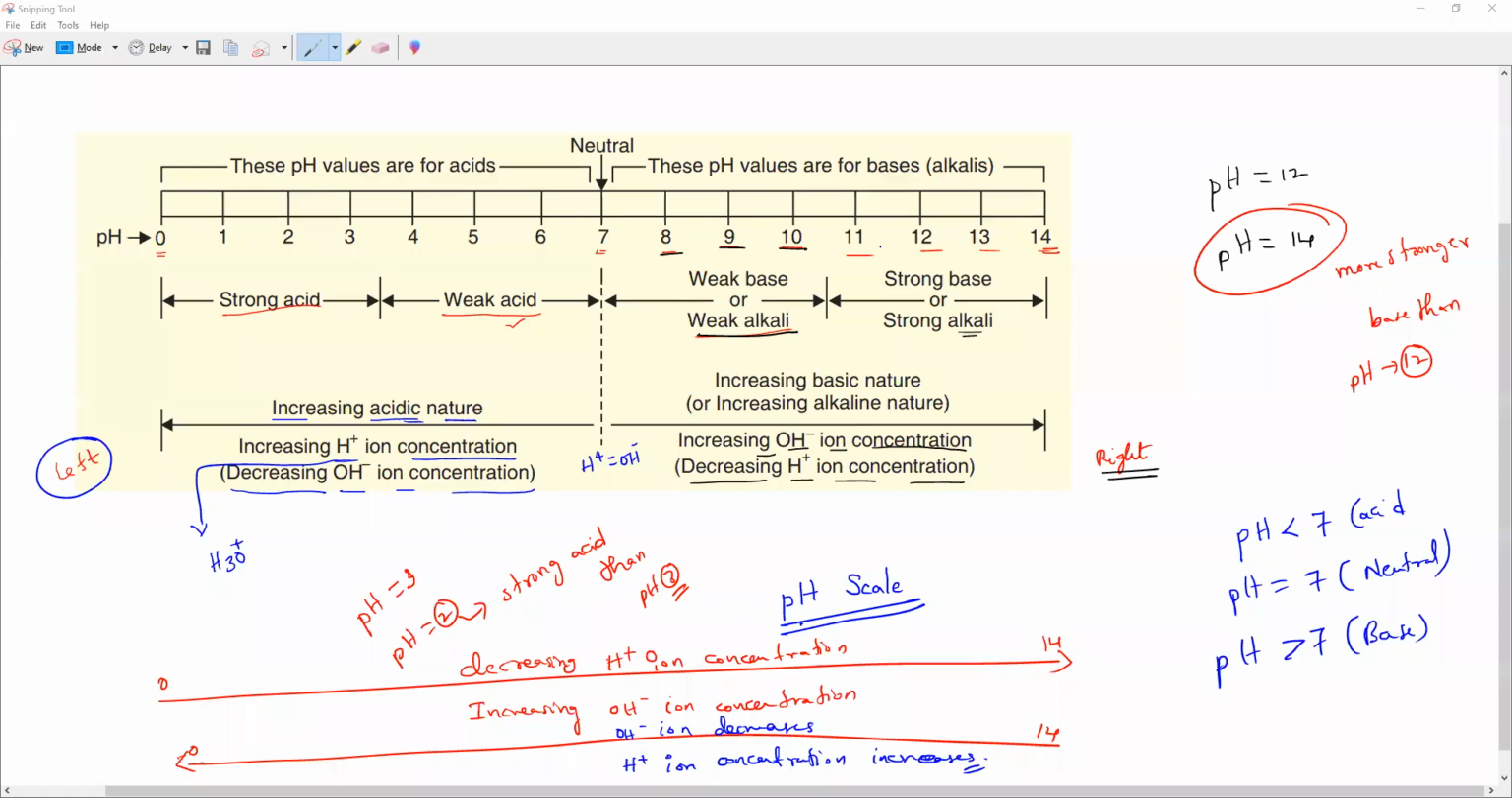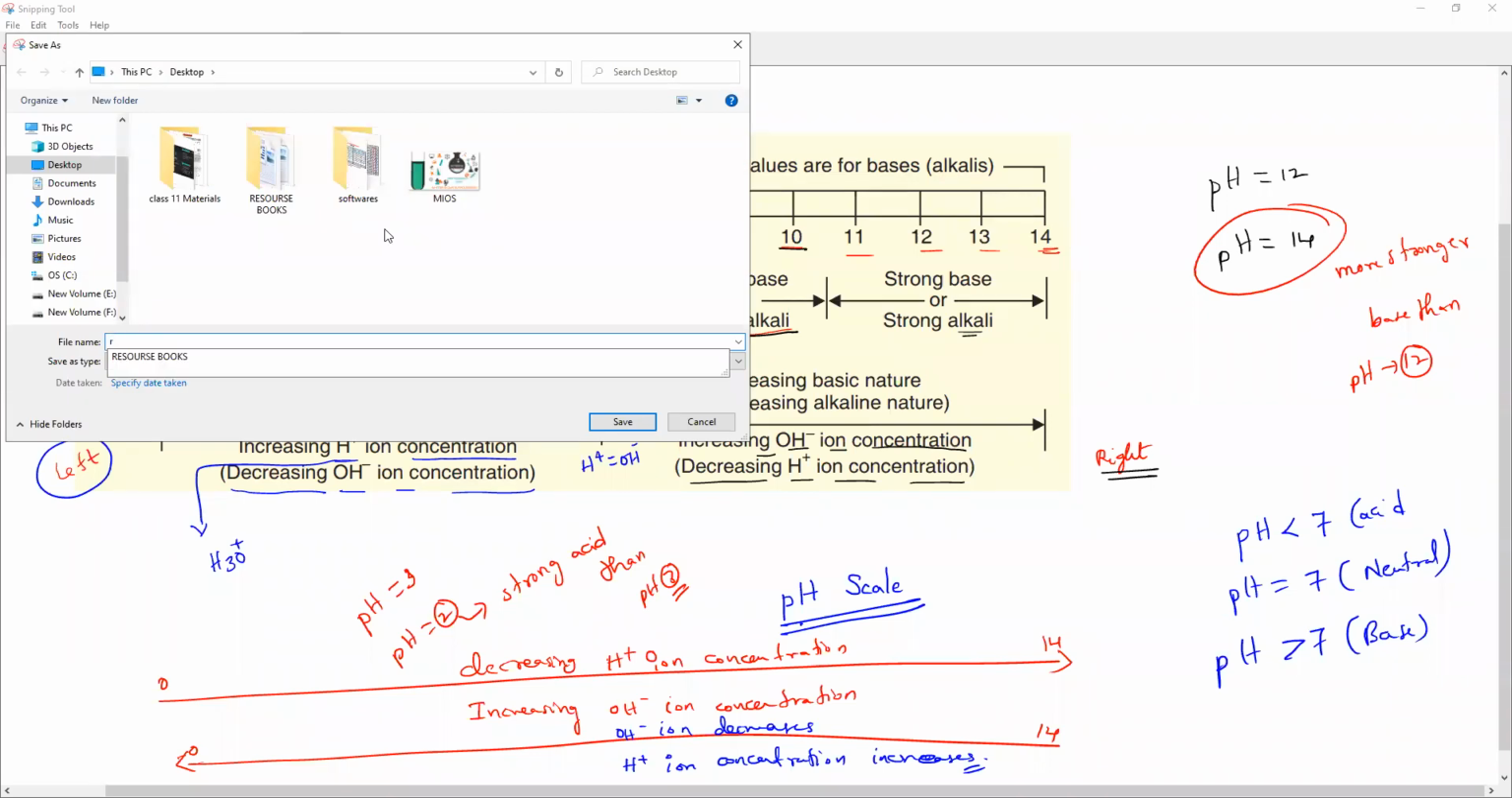Okay. Shall we move? Everybody further? Okay, guys? Is it completed? Okay, I'll save it and I'll send it.